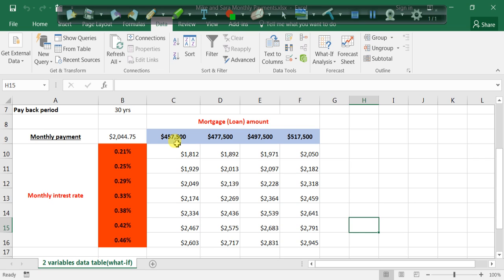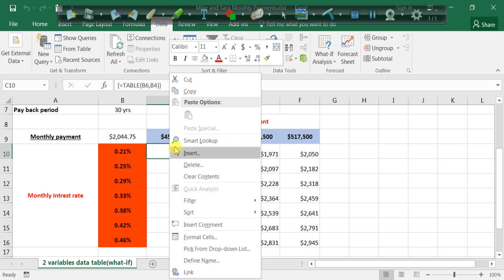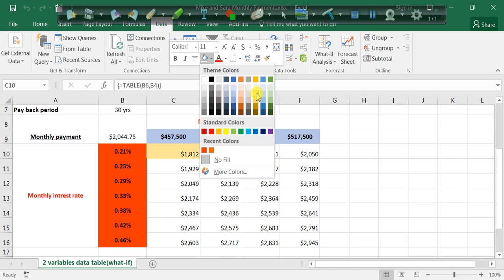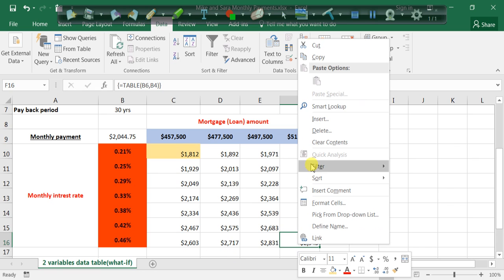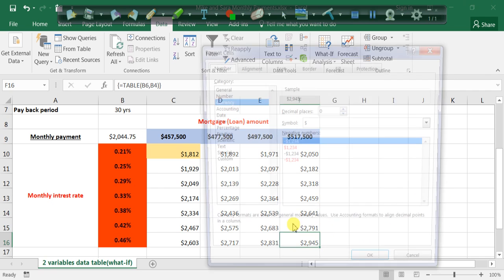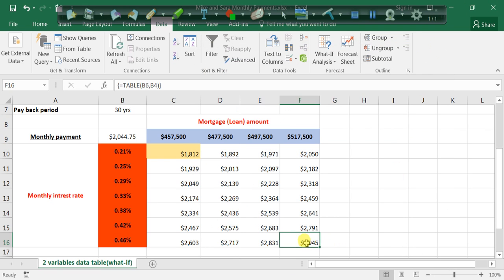And you can see what would be the monthly payment for Sarah and Mike if they get $457,500 from the bank with a 0.21% monthly rate. And what happens if they get $517,500 from the bank with a 0.46% monthly rate, which is 5.5% annually. This is the highest monthly payment that they need to pay. So the monthly payment may vary anywhere from $1,800 to $2,900, so a $1,100 difference.